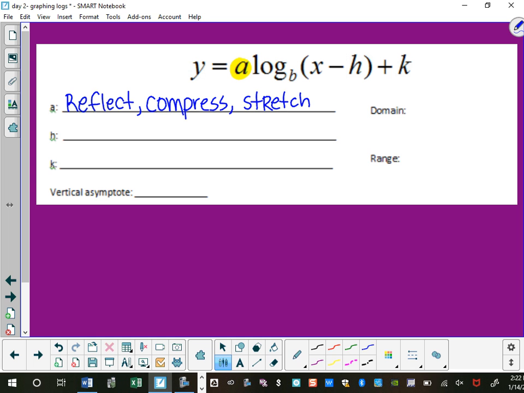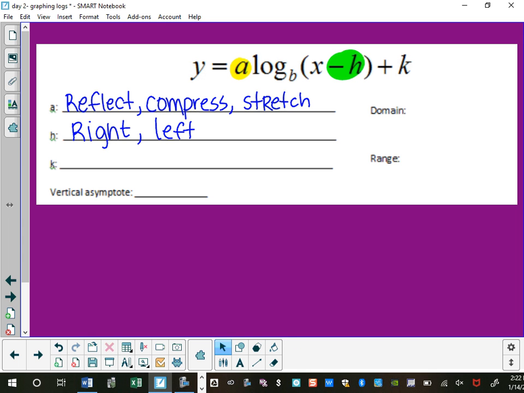Alright, your H can tell me two directions. If it is a negative, it is going to tell me to go right. If it is a positive, it is going to tell me to go left. Your K also tells me two directions. What are they? If it is negative, we're going to go down. If it is positive, we're going to go up.